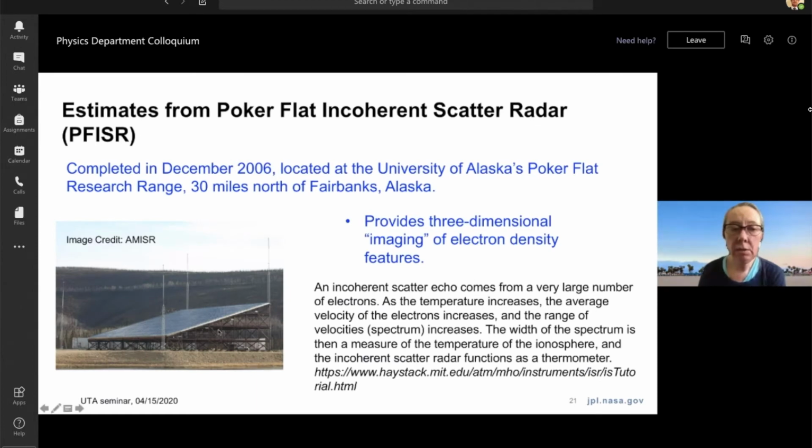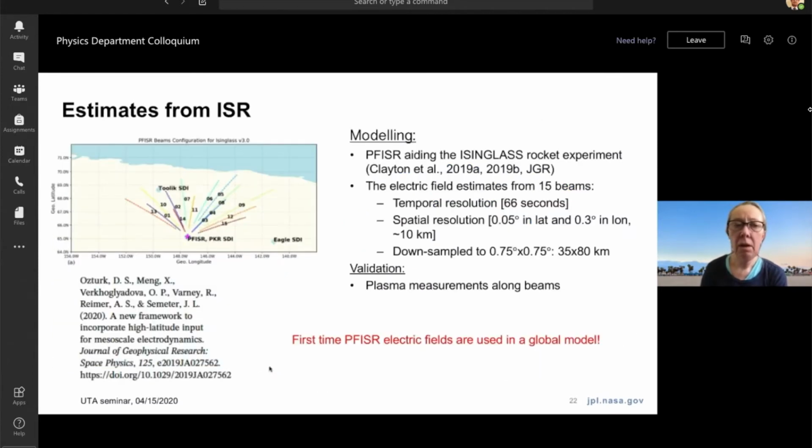So this is a picture of how the Poker Flat incoherent scatter radar phased array looks like. It's located at the University of Alaska's research range close to Fairbanks, Alaska. And it provides three-dimensional imaging of electron density features. And lots of these measurements can also be used to infer many ionospheric parameters. The results have been published in JGR.